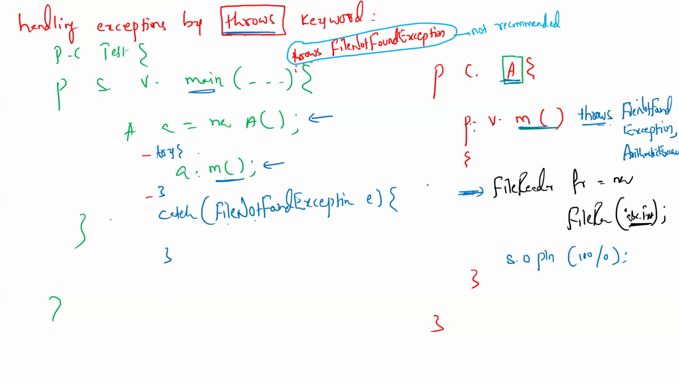Then can we add it simply as a second one? Can I add simply here catch, then file not, sorry, ArithmeticException? Catch followed by ArithmeticException. Will it be allowed?